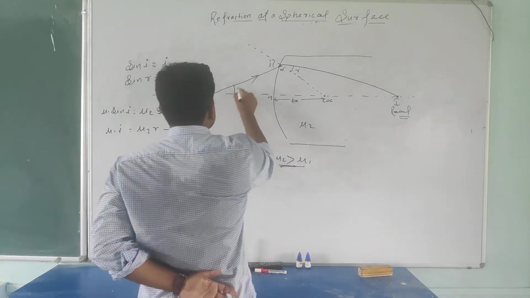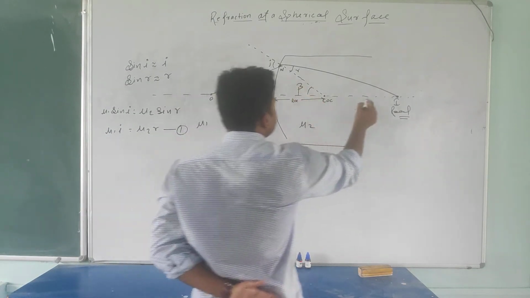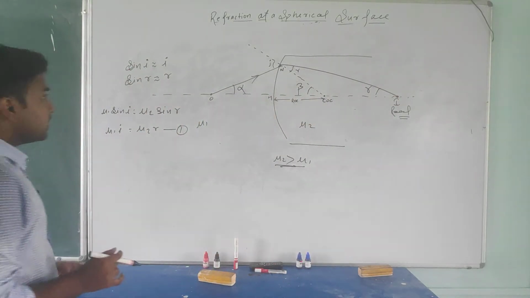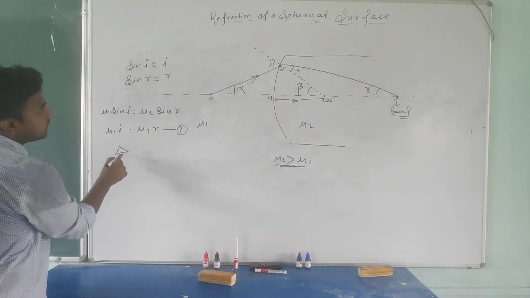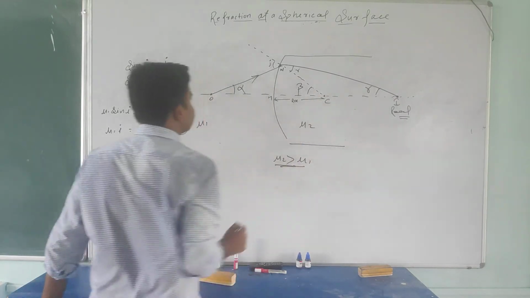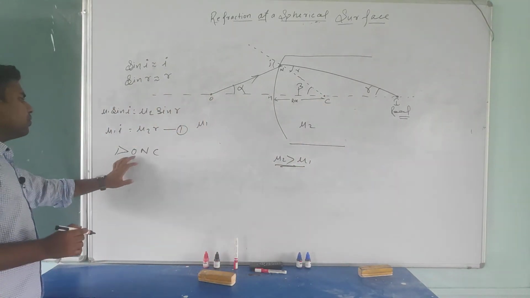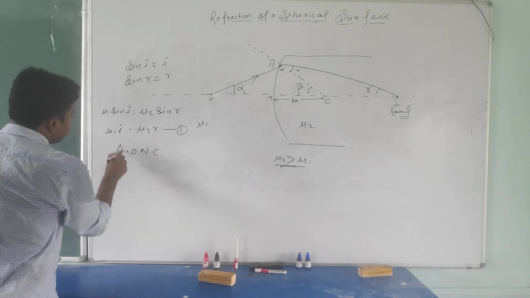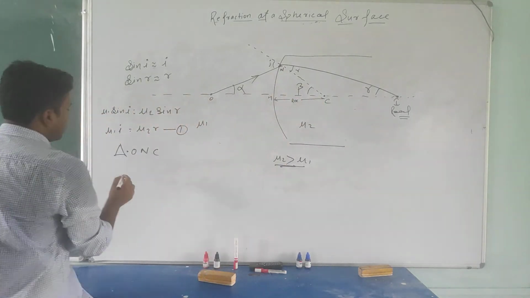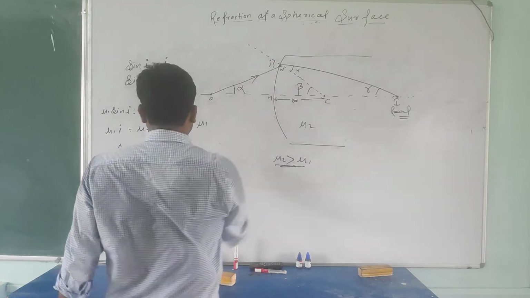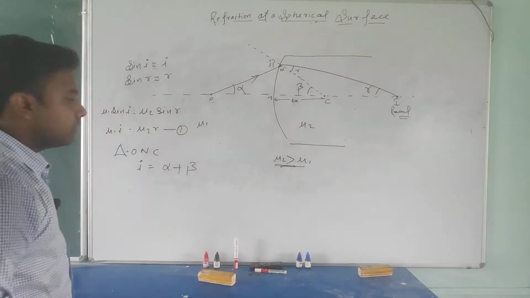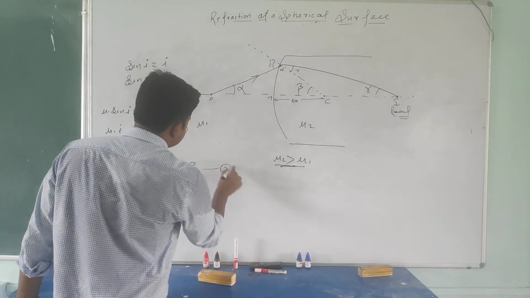Now I am assuming, student, this angle is alpha, this one is beta, and this one is gamma. It's up to you, whatever you want you can assume. Now look at the triangle ONC. I am naming this point C, the center of curvature. So in triangle ONC, we can write that i is the external angle, which is equal to alpha plus beta. I am taking this as the second equation.